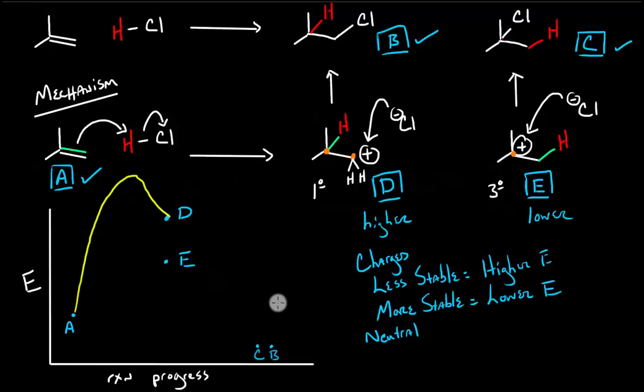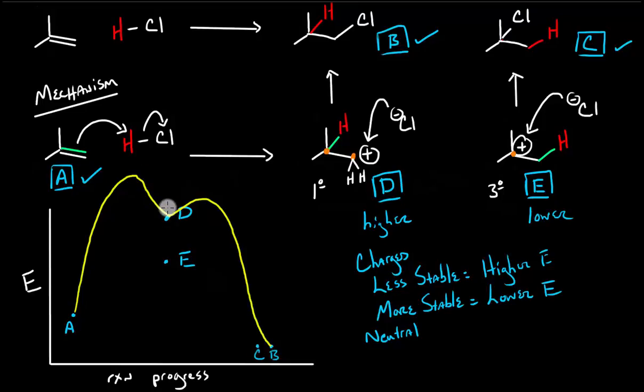And then to get from D to B, we know that B is our final product, D is our intermediate. We have to have this kind of energy maximum as well, again, going from D to B. So let's see if I can draw it. So this is our local maximum, and we're going to go all the way down to B.